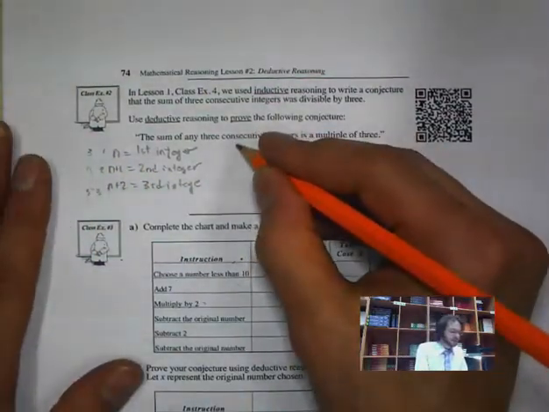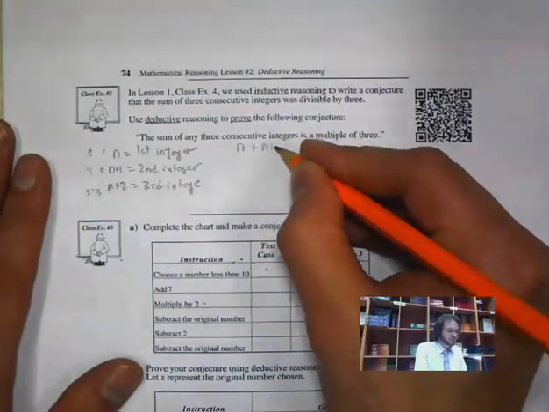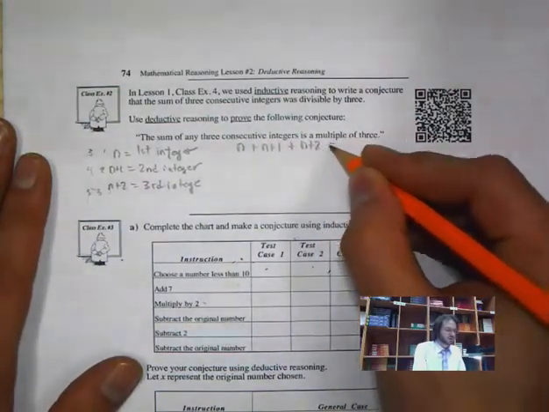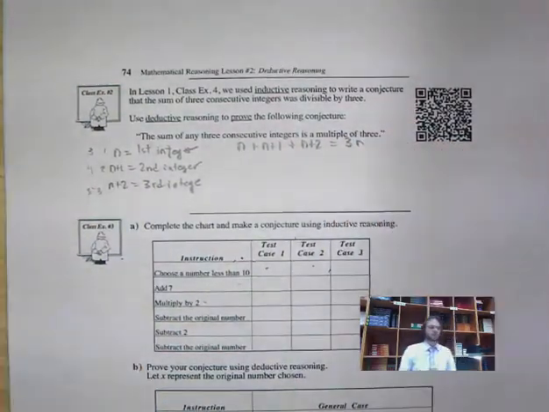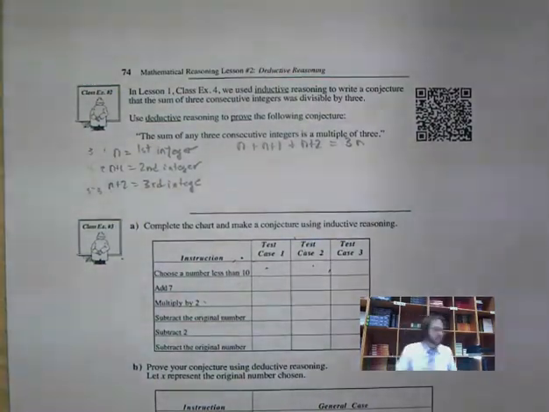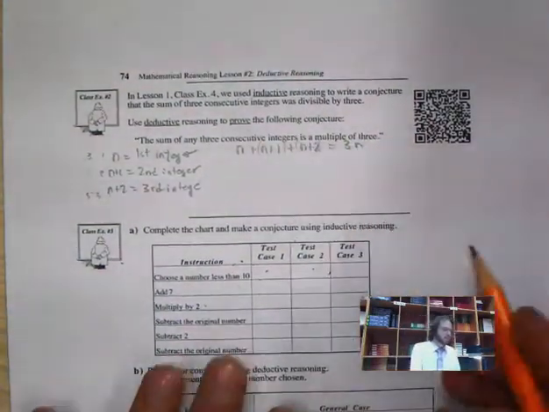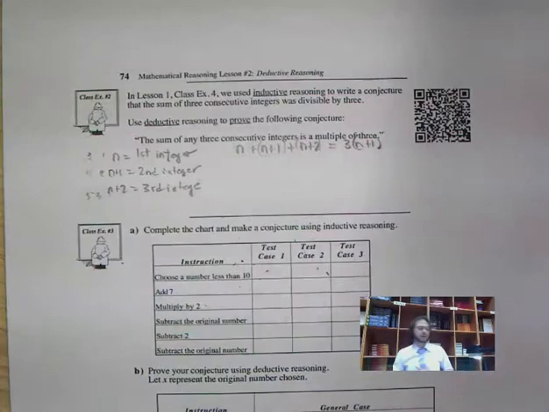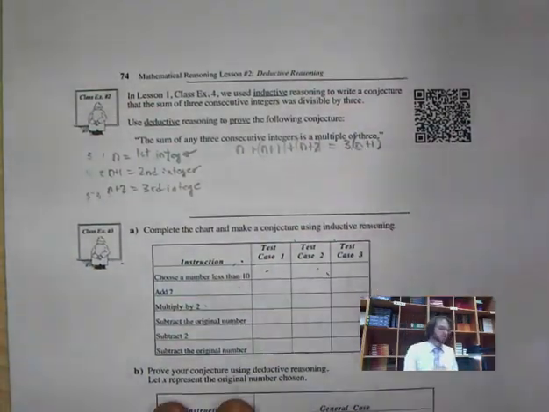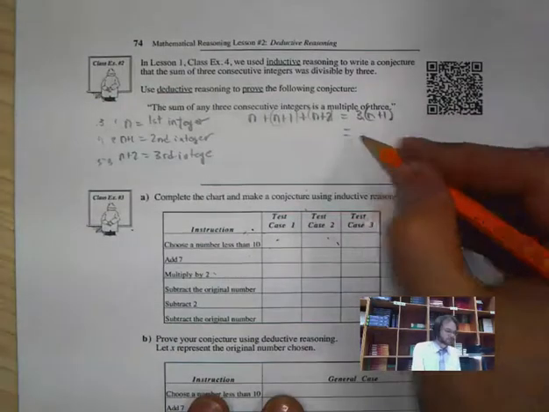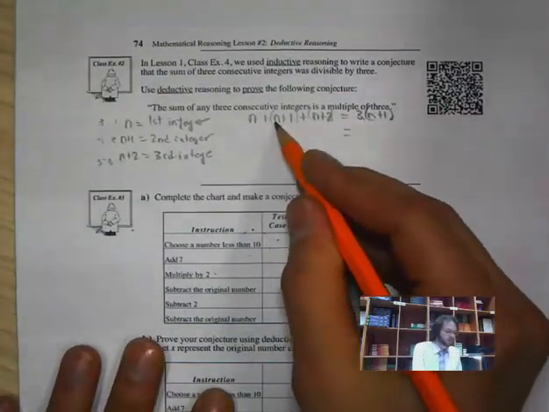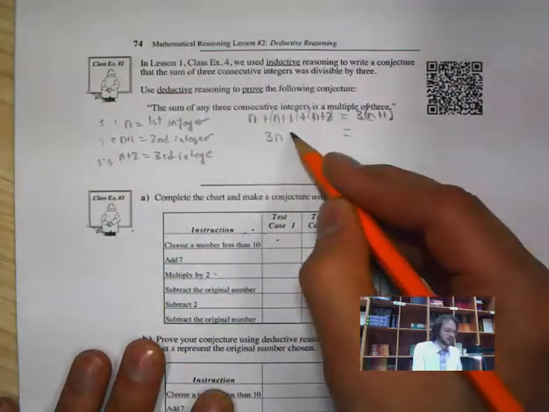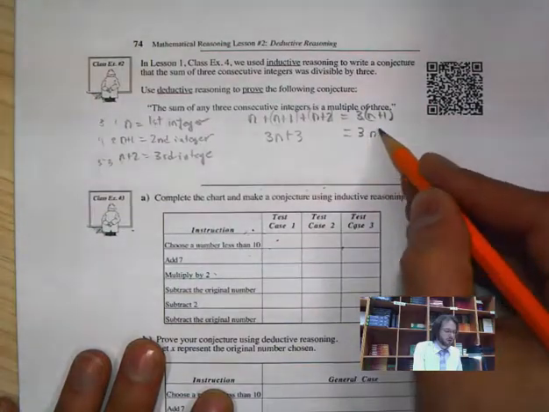So let's add these together. This is n plus n plus 1 plus n plus 2, and it is equal to 3 multiplied by the middle integer, n plus 1. Because we want the sum of all of these to equal 3 multiplied by the middle integer. So let's continue and add all these together. I'm going to end up getting 3n, and then adding these together, plus 3, is equal to 3 times n plus 1.